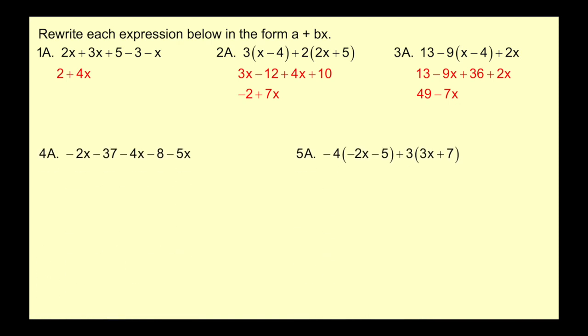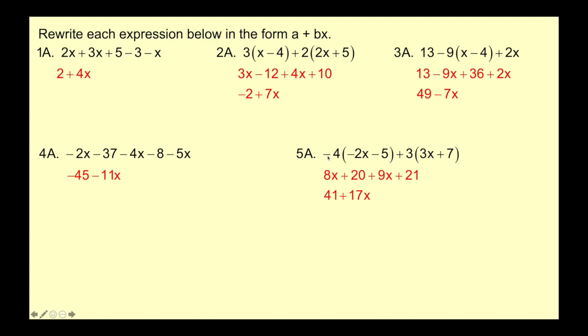We have 2 more examples to look at here, so try those. And here are those answers. In number 4, nothing to distribute here, but we do have some combining like terms. Negative 37 and negative 8 combine to give us negative 45. Then negative 2x, negative 4x, and negative 5x combine to give me negative 11x.